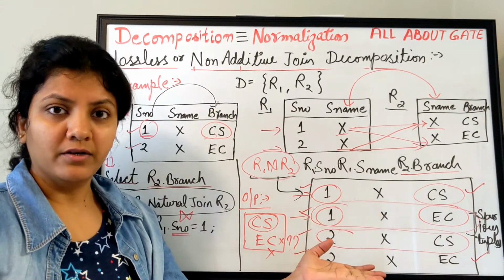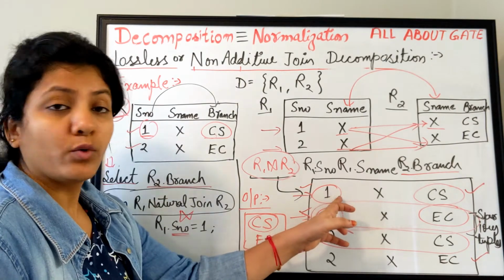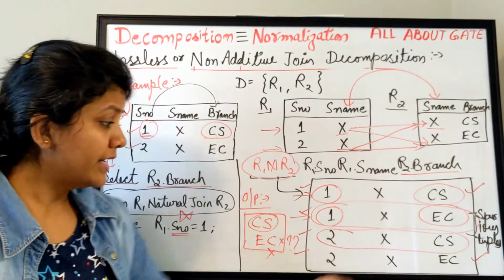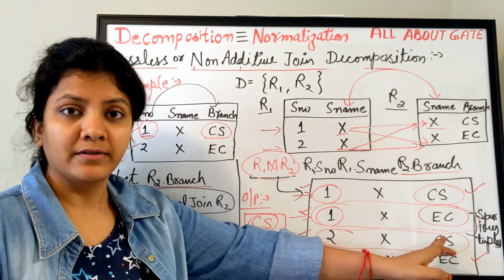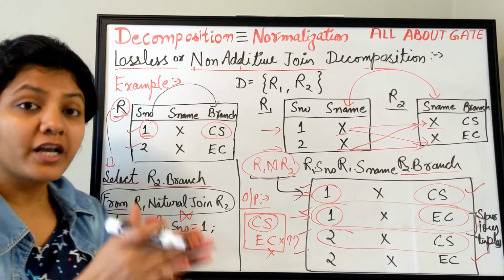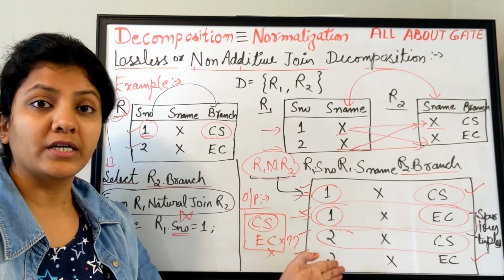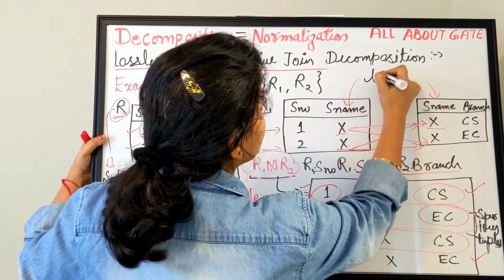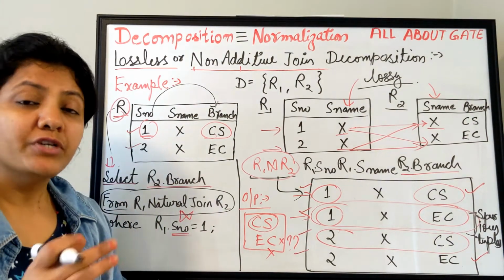This is possible in terms of generation, but it has a false implication. If a student with roll number 1 has the branch computer science, how can a student with roll number 1 have the branch electronics? Similarly, if a student with roll number 2 has the branch electronics, then how can it have computer science? That's totally invalid information, correct? So this should not happen. The decomposition should be done in such a manner that this situation does not occur. If such a situation occurs, we say that the decomposition is a lossy decomposition, which we really do not want.